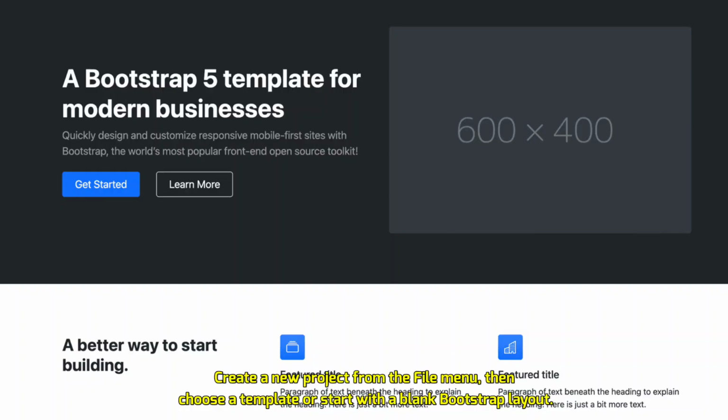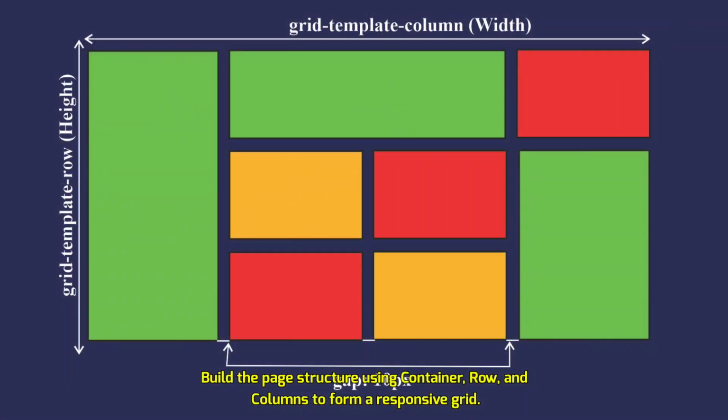Create a new project from the File menu, then choose a template or start with a blank Bootstrap layout. Build the page structure using container, row, and columns to form a responsive grid.